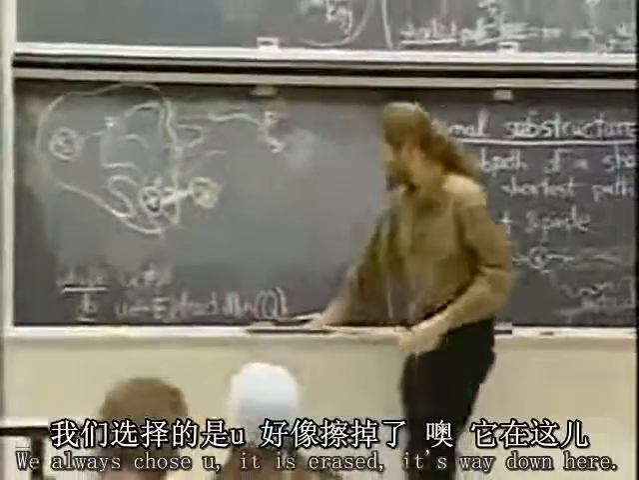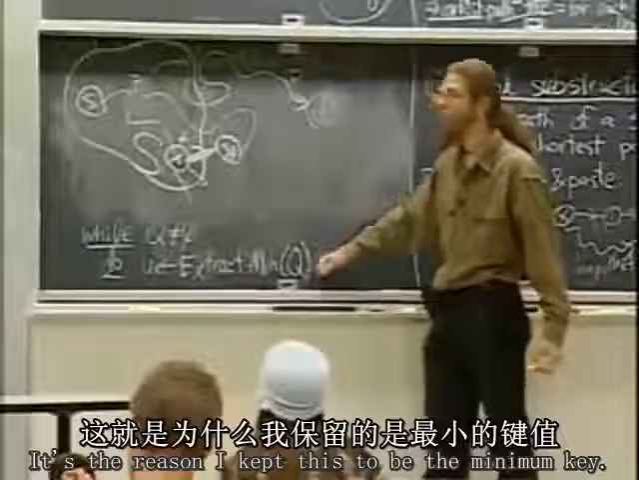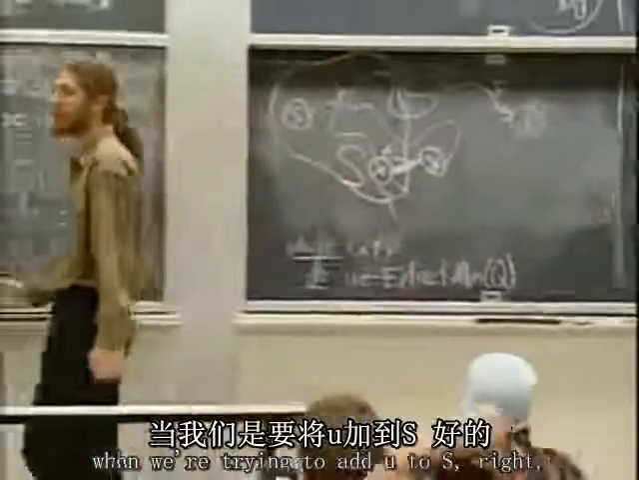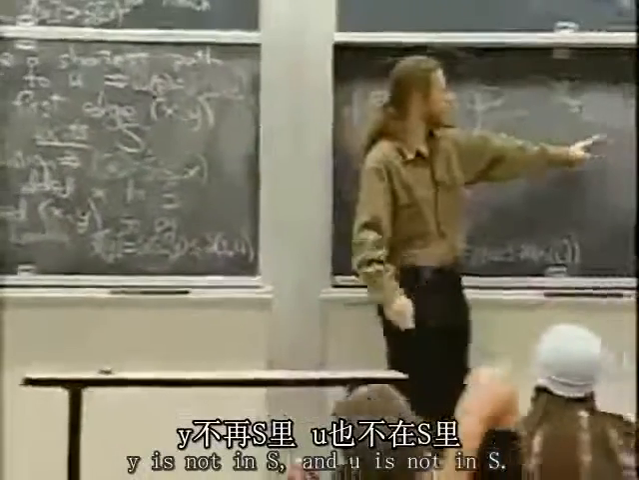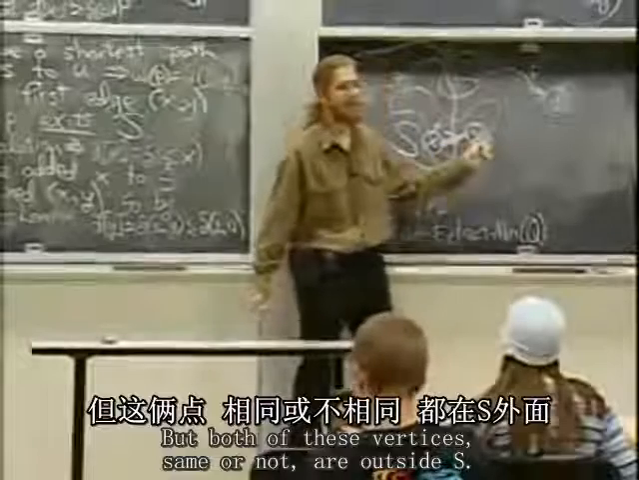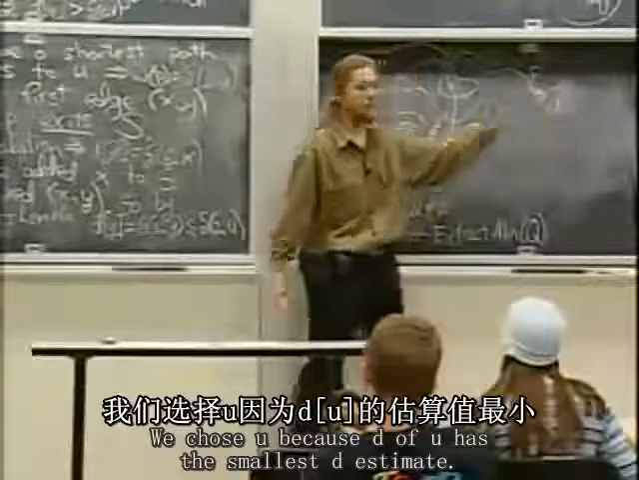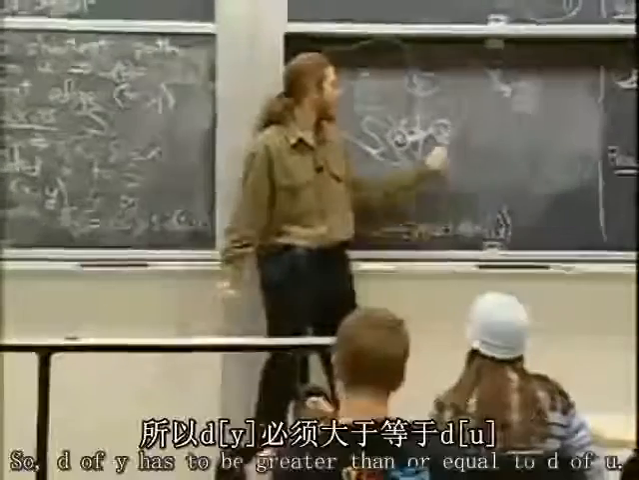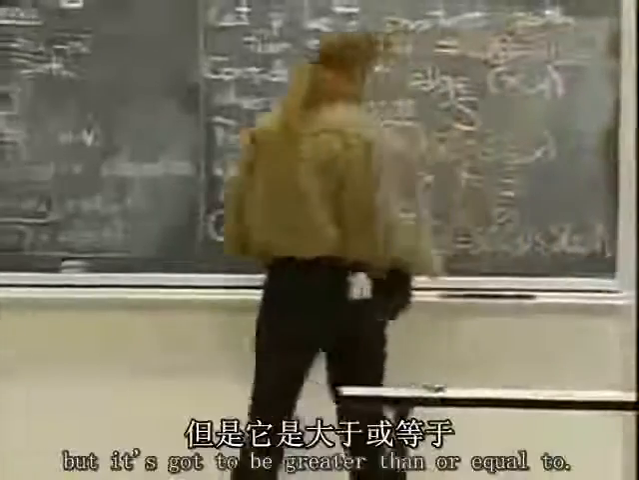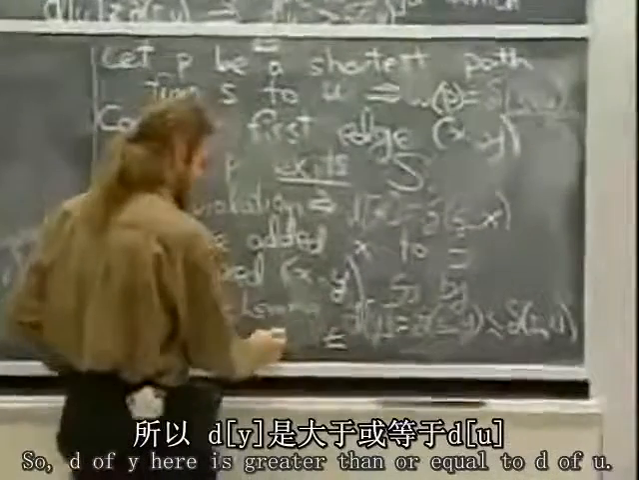It's way down here. We chose u, this is the middle of the algorithm. There's a reason I kept this to be the minimum key. This is keyed on d. So we know that at this moment when we're trying to add u to S, y is not in S and u is not in S. They might actually be the same vertex, but both of these vertices, whether same or not, are outside S. We chose u because d of u has the smallest d estimate. So d of y has to be greater than or equal to d of u. It might be equal if they're the same vertex, but it's got to be greater than or equal to. So d of y here is greater than or equal to d of u.